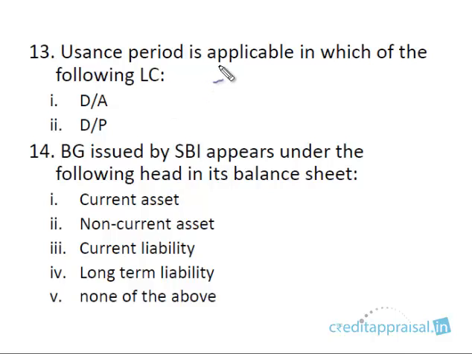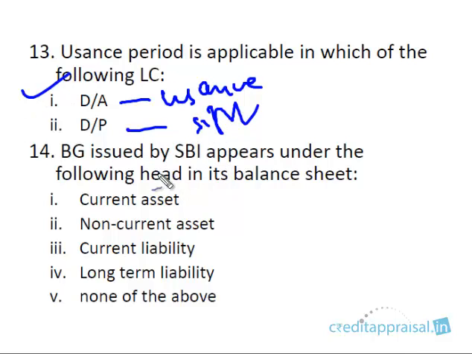Question number 13. Usance spirit is applicable in which of the following LCs? We spoke of the two different types of LCs, DA and DP. DA is documents against acceptance, here we get the usance period. DP is documents against payment, this is the sight LC. So the answer is DA.